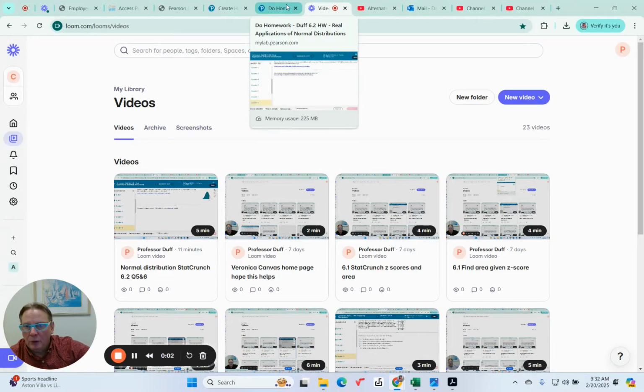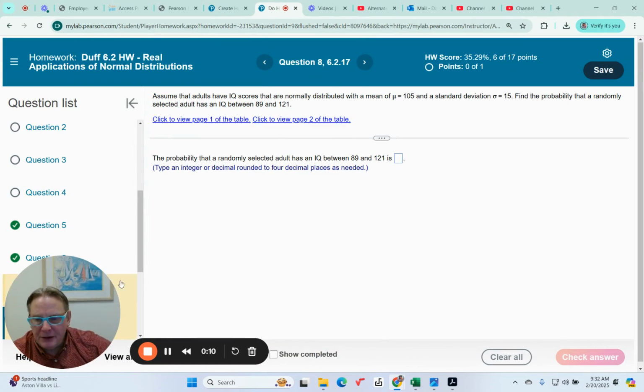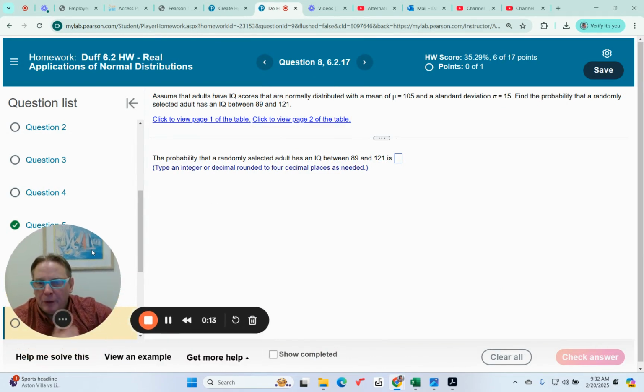All right, so we're going to take a look at the 6.2 homework example number 8. This is similar but slightly different from the previous video. In this example, we have IQ scores that are normally distributed with a mean of 105 and a standard deviation of 15. So I'm going to go ahead and write that down. I've got a mean of 105 and a standard deviation of 15. We're looking for the probability that a randomly selected adult has an IQ between 89 and 121.